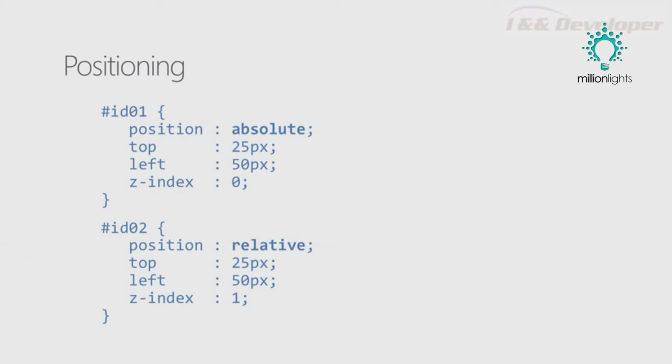So let's take a look at a little code sample here on positioning. The very first item here is referencing the ID of an element. We learned that in the last module: if we see that hash sign, it means we're going to be identifying something. Whether it's a div or whatever the case is, we know it has an ID of ID01.